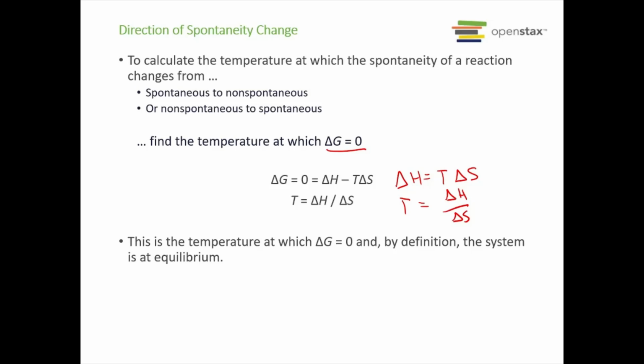So this is the temperature where we are at equilibrium, delta G equals 0. So at equilibrium, the temperature of the system in Kelvin is equal to delta H over delta S. And that also gives you that threshold. When your temperature goes higher or lower than that temperature, it is going to change the spontaneity of the reaction.